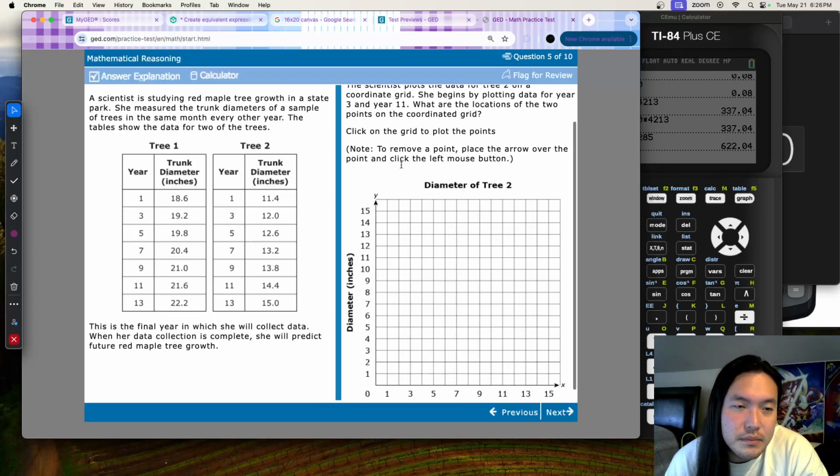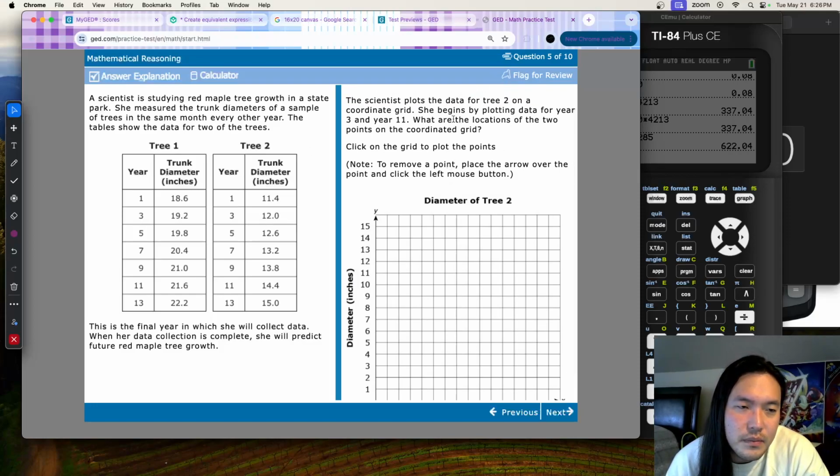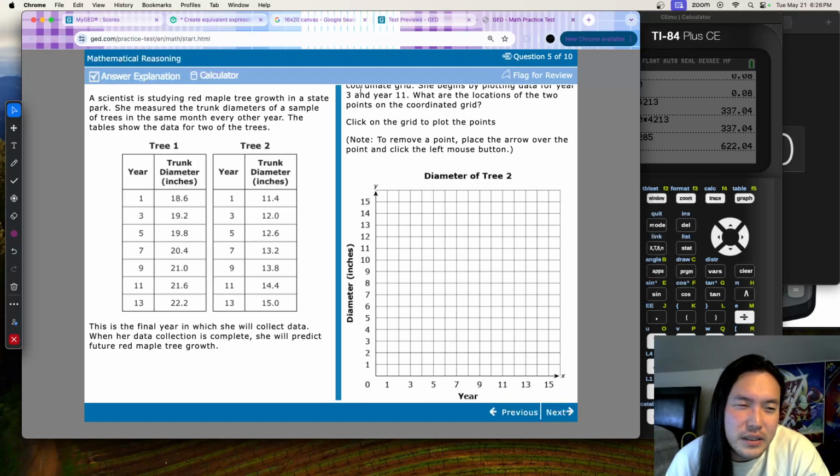Okay, interesting question. So we're looking at tree 2 because they said so. We're looking at tree 2. And we're looking at year 3 and year 11. Why? Because they said so. Just follow the instructions, right?